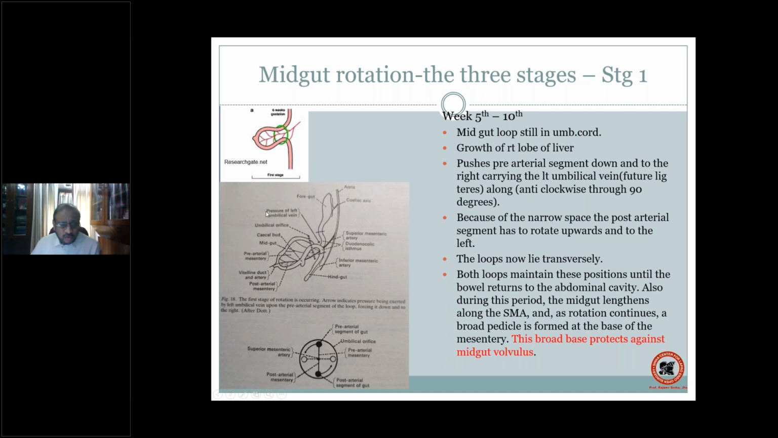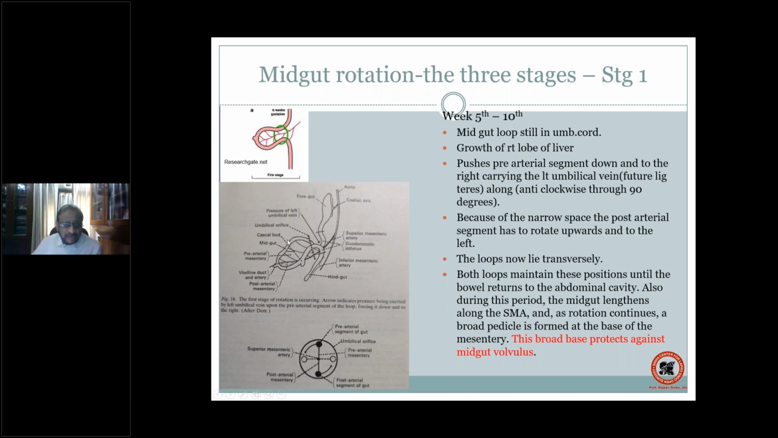Now, when it starts growing, the sudden growth is going to push this segment, that is the prearterial segment, down. See, this is what is happening. The prearterial segment gets pushed down. So this is an anti-clockwise rotation by 90 degrees. This is 90 degrees. Okay, so the liver is somewhere here. It is going to push the prearterial segment down, leading to an anti-clockwise 90-degree rotation.